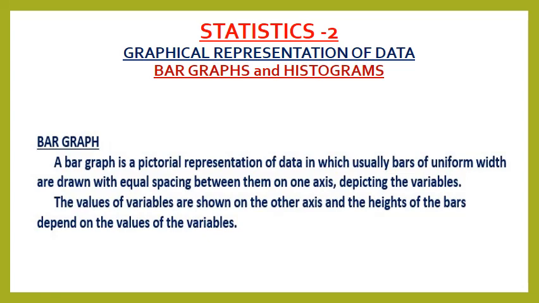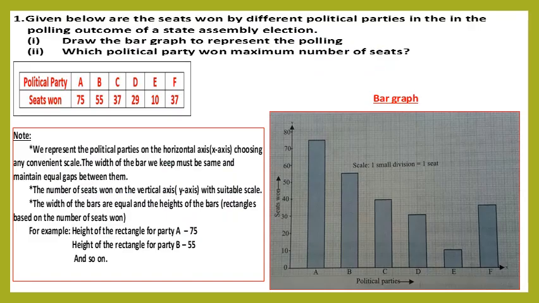are drawn with equal spacing between them on one axis depicting the variables. The values of variables are shown on the other axis, and the heights of the bars depend on the values of the variables. Let us see some examples of construction of bar graphs for given data.